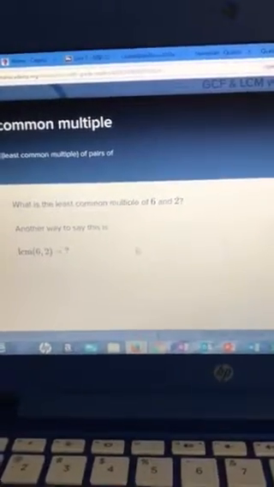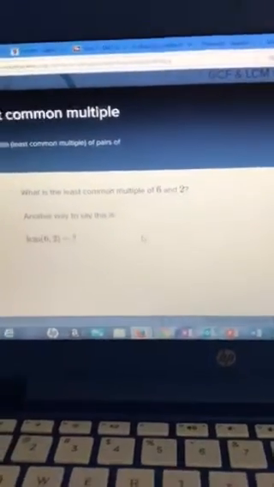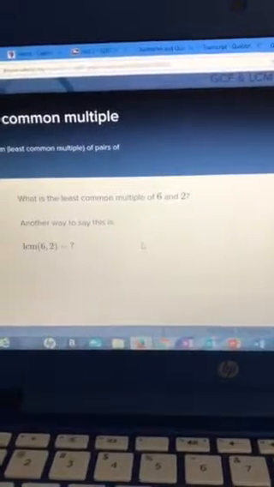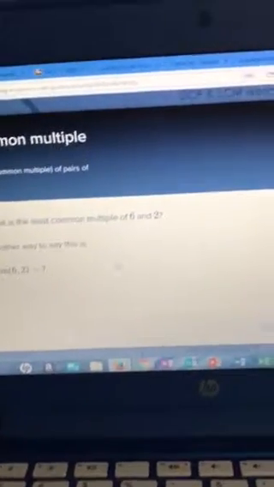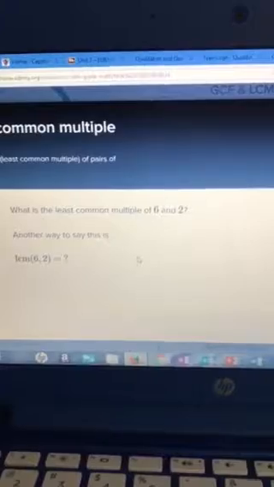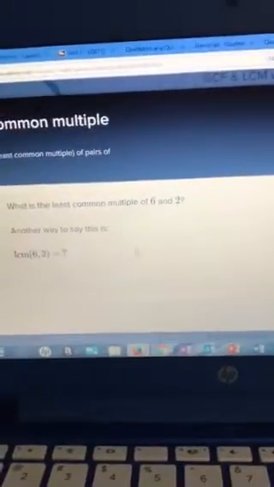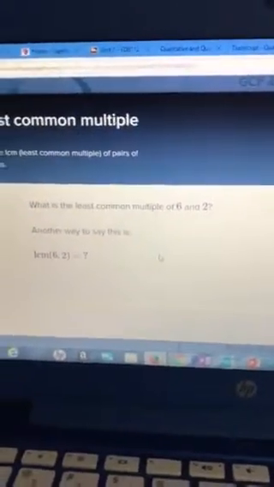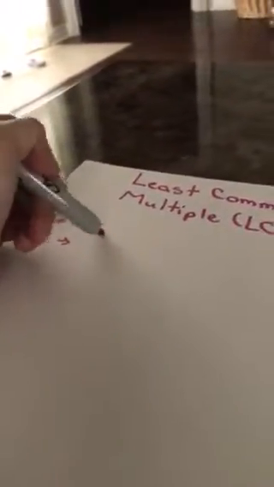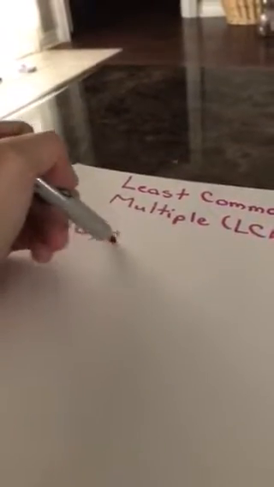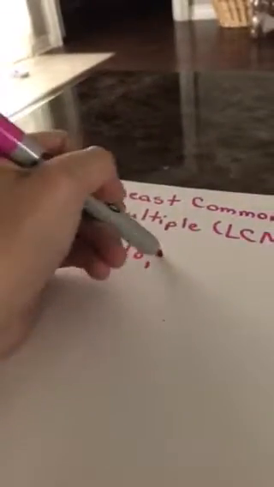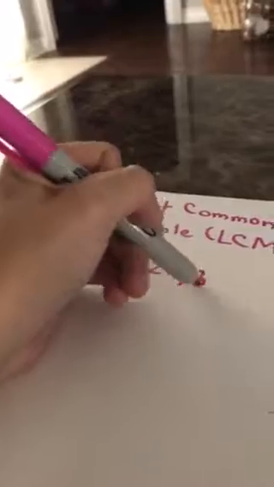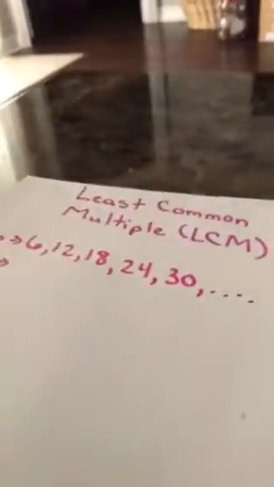and so forth. So if we're looking for the least common multiple of 6 and 2, we're looking for the smallest multiple that they have in common, the first multiple that they actually have in common, because they have common multiples, but the least means the smallest. So if we were to list the multiples of 6 and 2, we would start with 6, because 6 times 1 is 6, 12, 18, 24, 30, and so forth, okay?